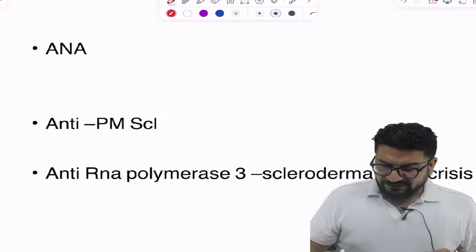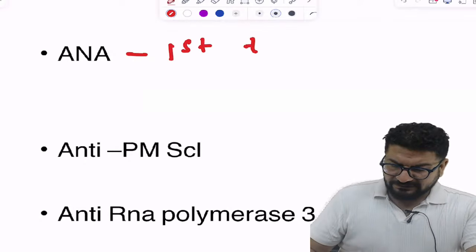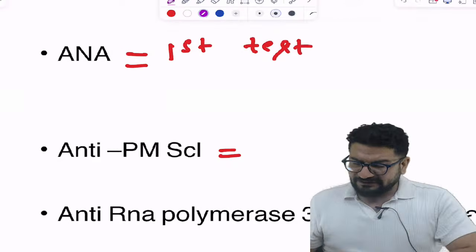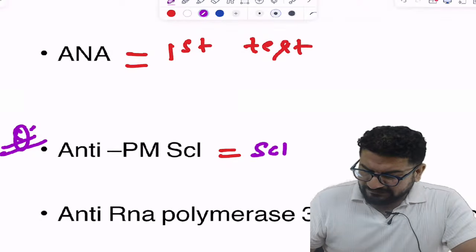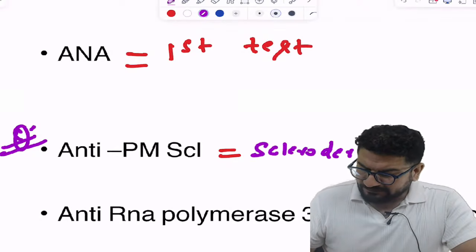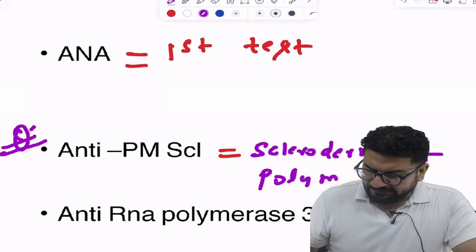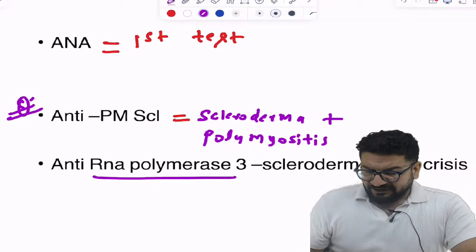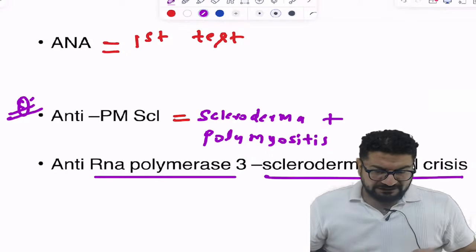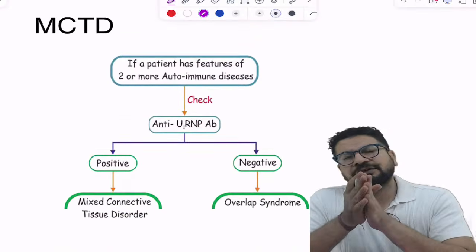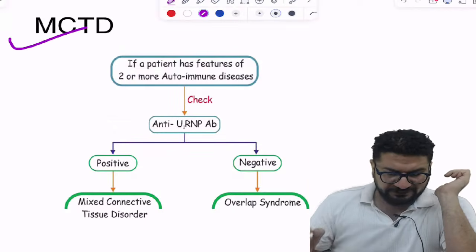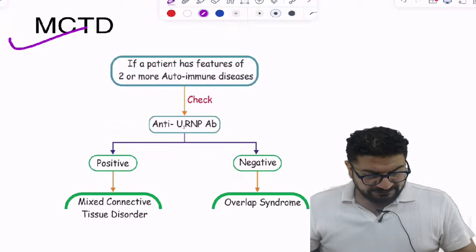Okay, so scleroderma, remember, one question that also comes is about the first test in scleroderma. And whenever a patient will have symptoms of scleroderma plus polymyositis, if along with scleroderma there are symptoms of polymyositis, then what we see is anti-PM-Scl. Now anti-RNA polymerase 3 is for scleroderma renal crisis. So these are the antibodies that we see in scleroderma. Mixed connective tissue disorder: when you see two or more autoimmune diseases in one patient, we call this MCTD. Clear?